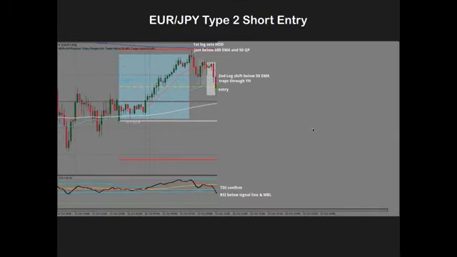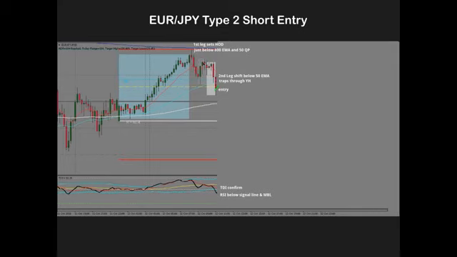All right, Euro JPY type 2 short entry. Okay, so you can see this is our Asian range box. Okay, price has gone up and poked its head out just a little bit outside of the Asian range. First leg sets the high of the day. Okay, just below the 800 EMA and the 50 figure again, right? Just kind of touching it, not quite reaching it, but just staying just below it. And then you can see the first leg confirms by closing below the 13 EMA.